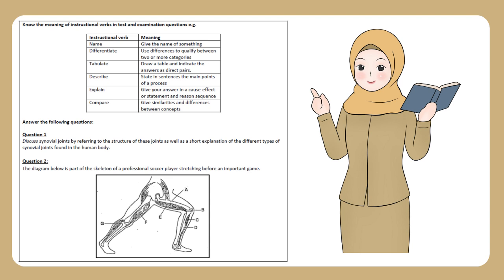Answer the following questions. Question 1. Discuss synovial joints by referring to the structure of these joints as well as a short explanation of the different types of synovial joints found in the human body. Question 2. The diagram below is part of the skeleton of a professional soccer player stretching before an important game.